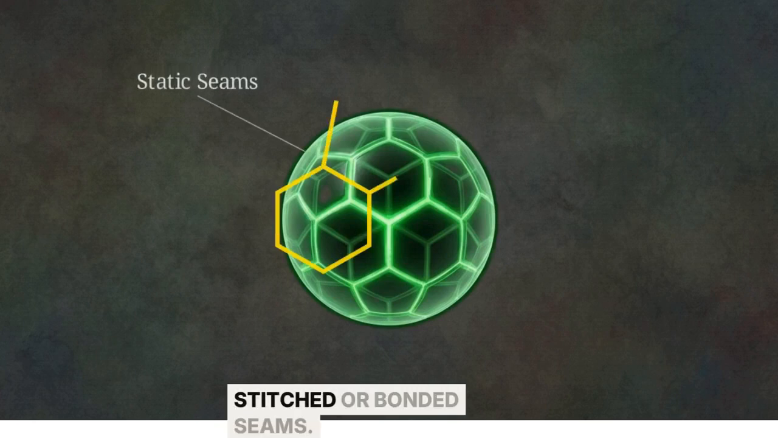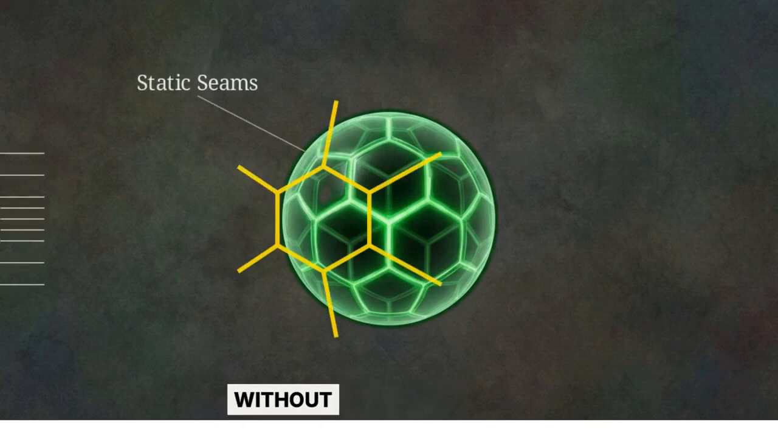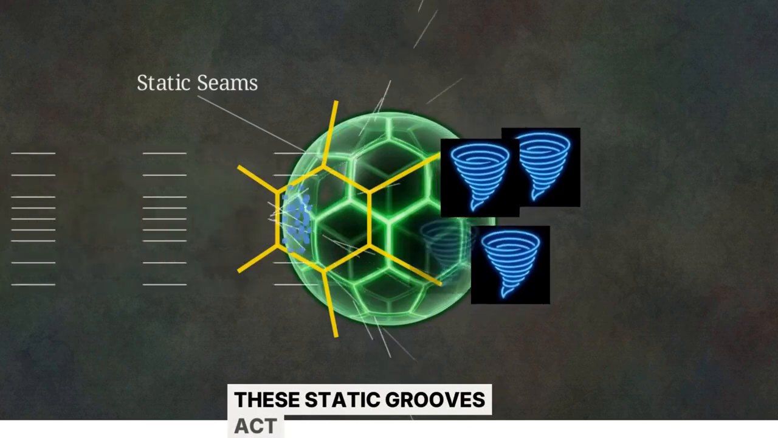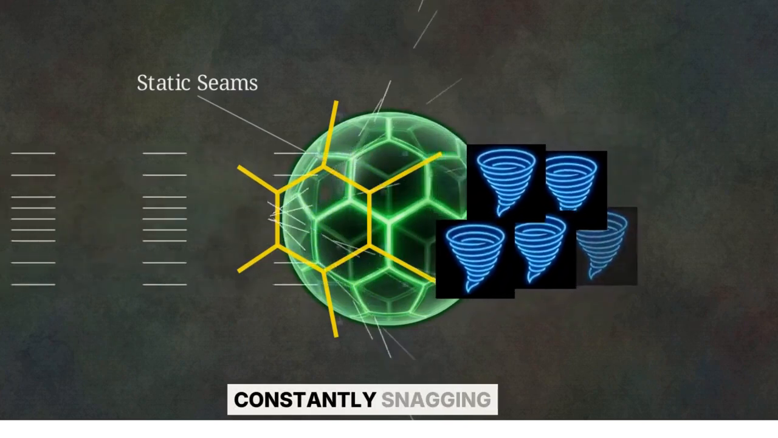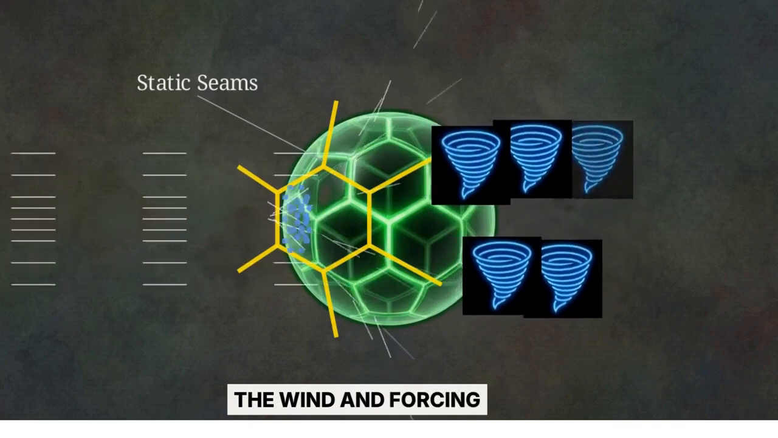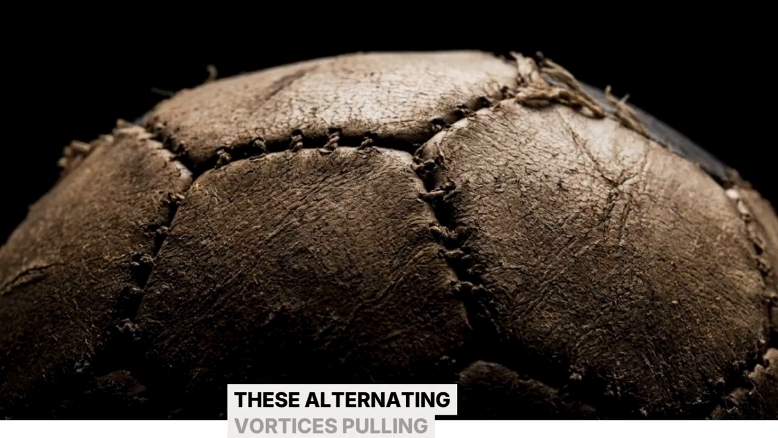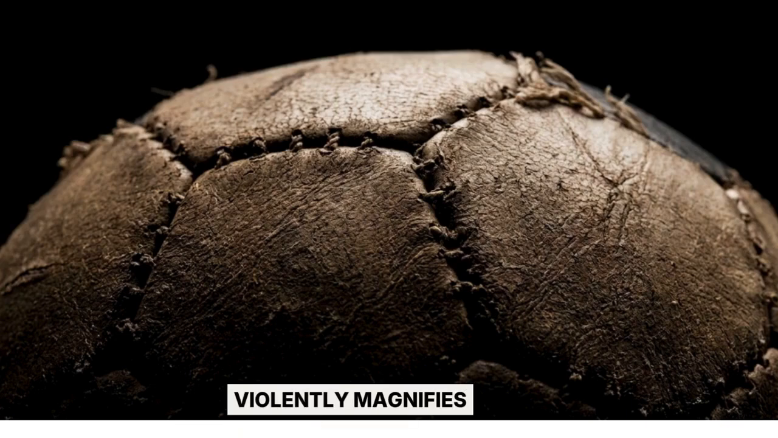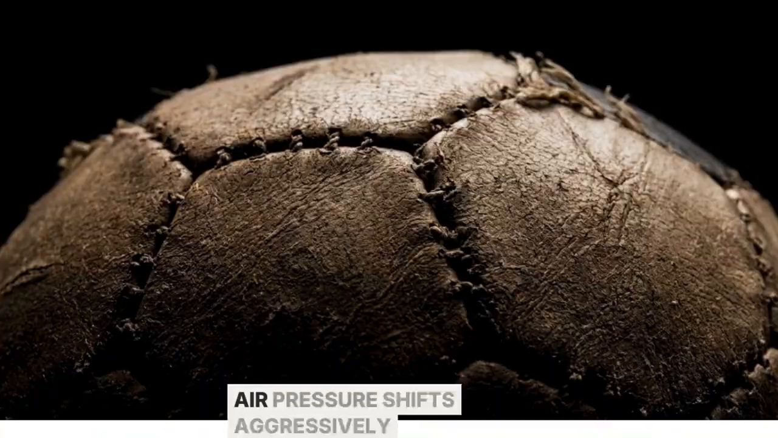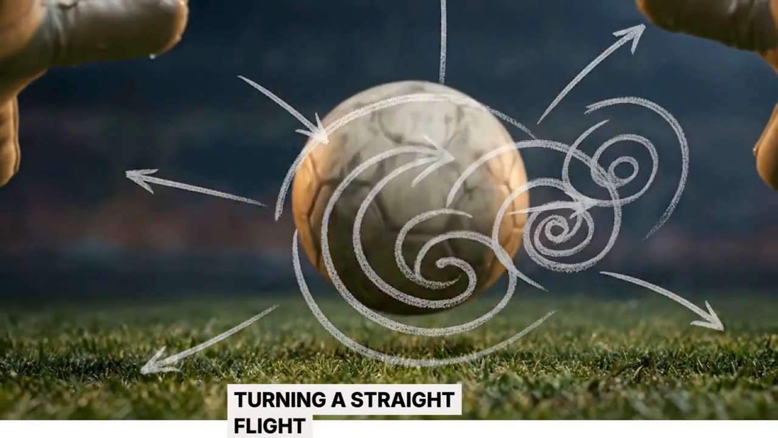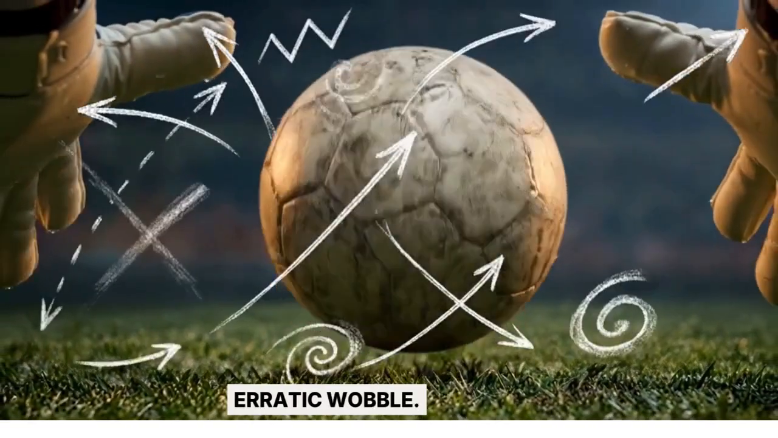And a football isn't a perfectly smooth sphere. It is covered in stitched or bonded seams. Without the blur of spin to smooth things out, these static grooves act like permanent ramps, constantly snagging the wind and forcing the air to separate unevenly. The combination of these alternating vortices pulling on the stationary seams violently magnifies the lateral forces. The air pressure shifts aggressively from side to side, turning a straight flight path into a frantic, erratic wobble.